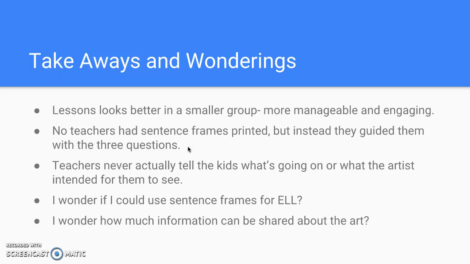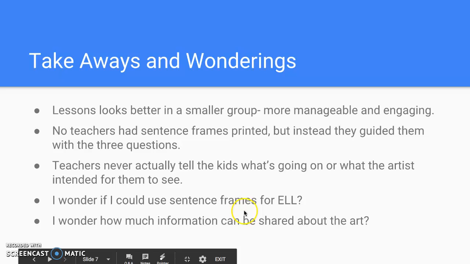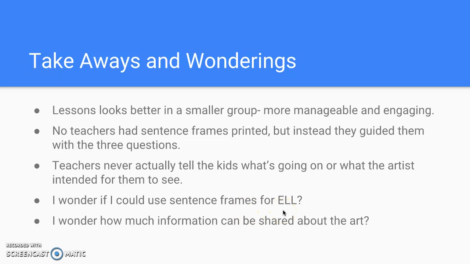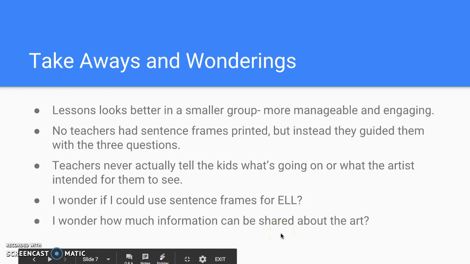So my two questions were, I wonder if I could use sentence frames for ELL kids, or if those guiding questions would be enough. And then my second question was, how much information can I actually share about this art?